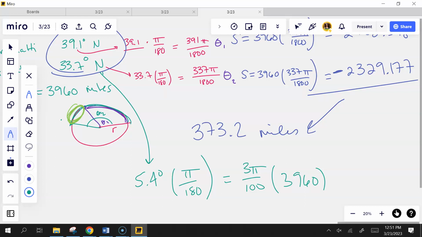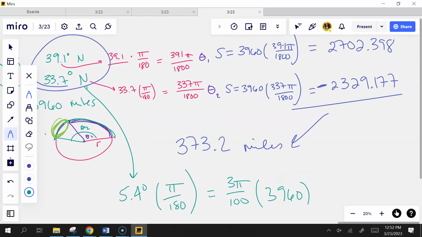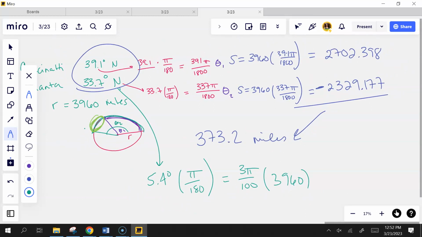So what you got? I got 269.5. What? 3960 times 39 times 5 divided by 180. Oh wait, I didn't put 150. 391, not 39 pi. Are you sure, 391? Yeah, it is 39.1. Sorry. Or are you doing 39 times? No, it's 391 over. You just accidentally.